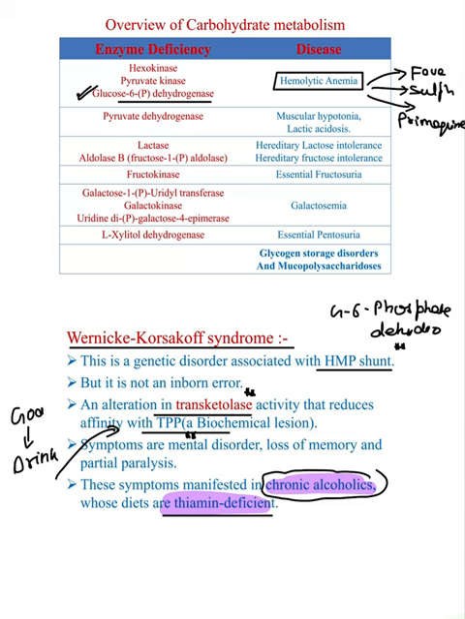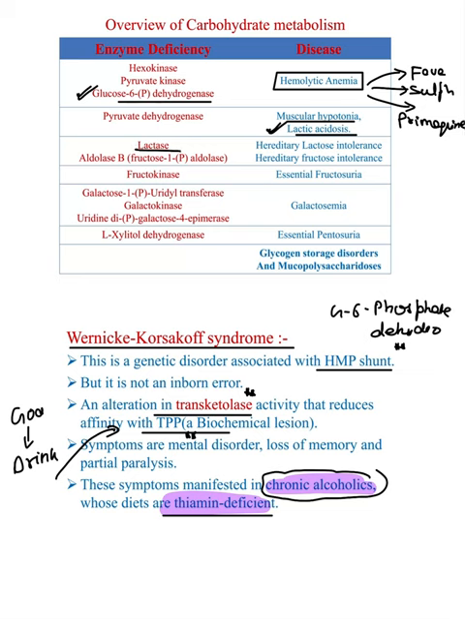Now coming on to pyruvate dehydrogenase. Where do we see pyruvate dehydrogenase? When pyruvate gets converted into acetyl coenzyme A, the link reaction. If it does not go to that part, it will go to the lactic acid pathway, which will cause lactic acidosis and muscular hypotonia.